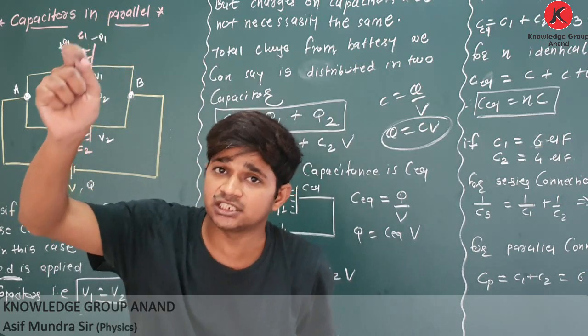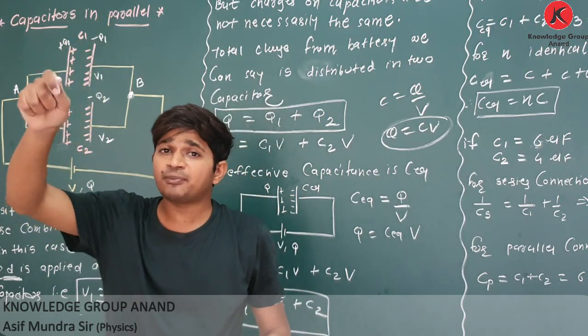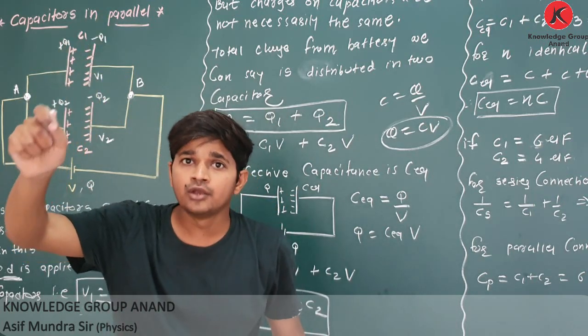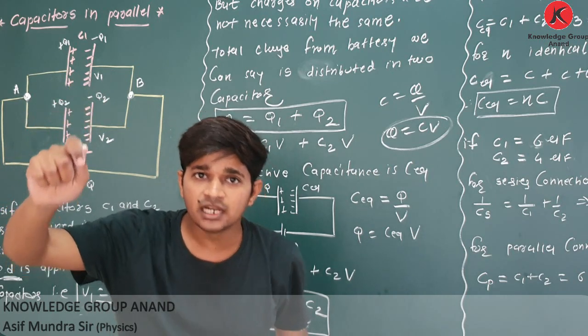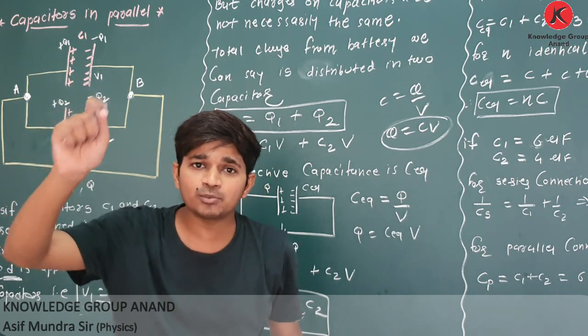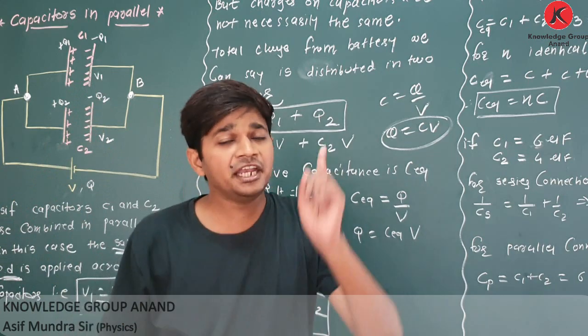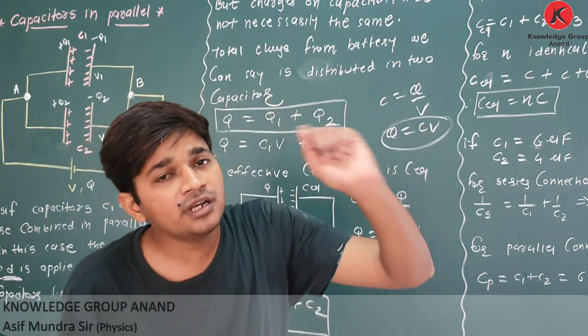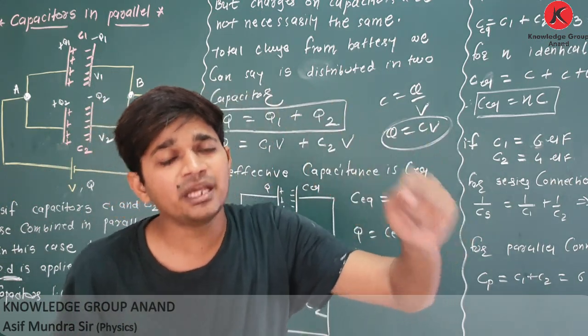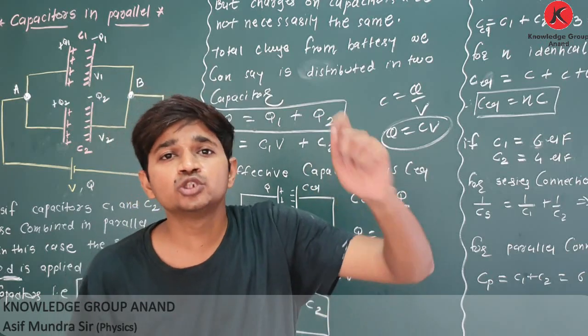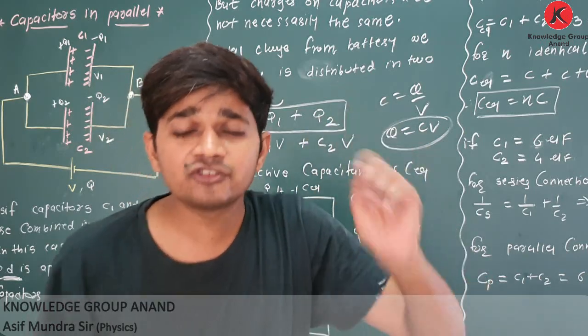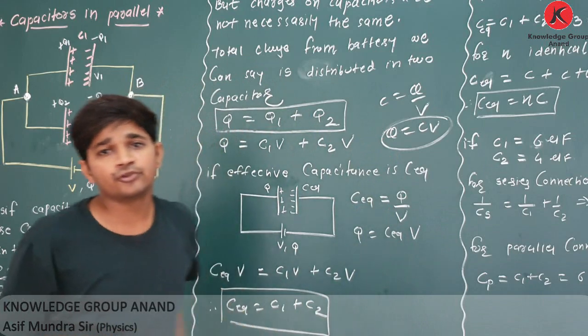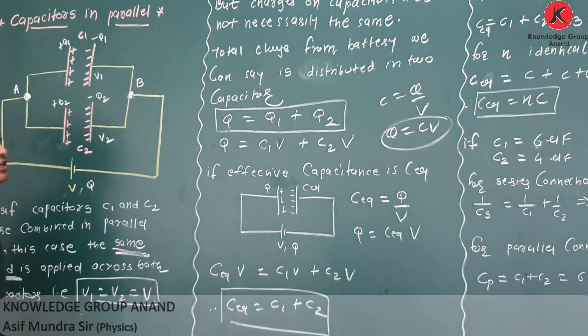In series connection, the charge on each capacitor remains the same. V = V1 + V2. 1/C = 1/C1 + 1/C2. In parallel connection, the potential difference across each capacitor remains the same. Q = Q1 + Q2 and C equivalent = C1 + C2. So this is the difference between series and parallel connection.